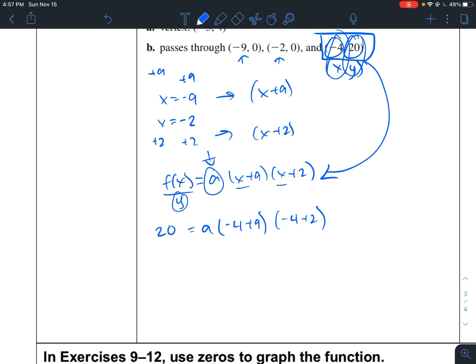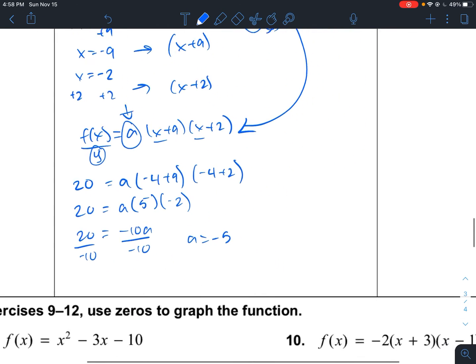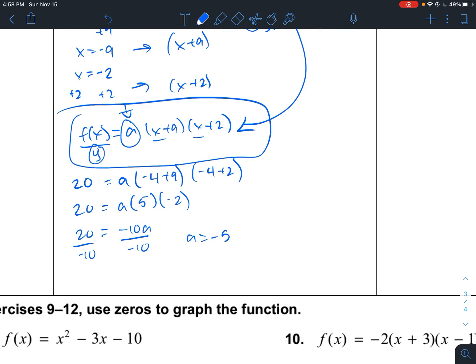Since it's the only unknown variable in the equation, we can actually solve for that now. So we know 20 is equal to a times 5 times negative 2. So we know 20 is equal to negative 10a, divided by negative 10. So we know a is equal to negative 5. Alright, so let's take our equation again and rewrite it, using a equals negative 5. So we know f of x is equal to negative 5 times x plus 9 times x plus 2.